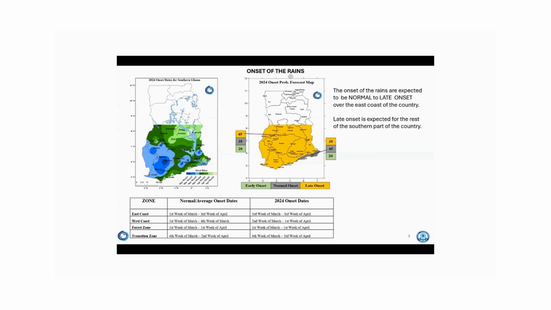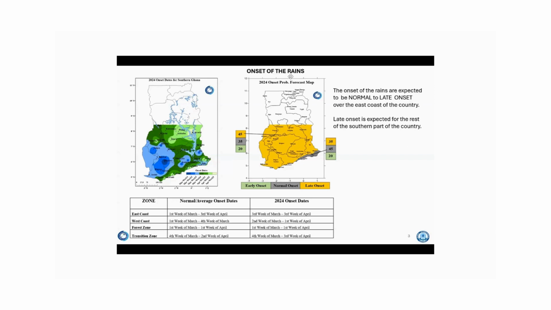It is like that because from Aflao, Keta, all the way to Accra, Cape Coast, the area is a bit wide, so we give a range, we cannot give a single value. From our forecast, we're expecting that people in this area will have their rains begin from the third week of March to the third week of April. For the West Coast, the data shows they normally have their rains from the first week of March to the fourth week of March, and the expectation is that they will have rainfall from the second week of March to the first week of April.